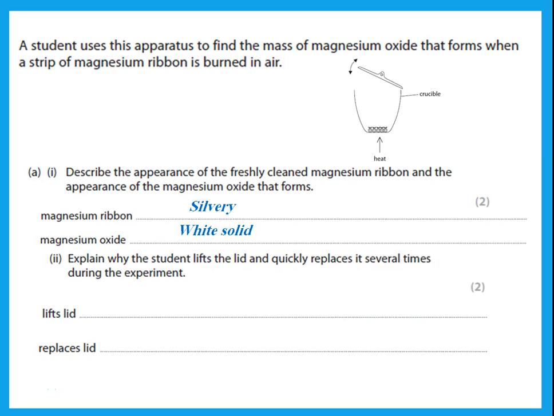Explain why the student lifts the lid and quickly replaces it several times during the experiment. So when we do this kind of experiment, first of all, I have to cover it. I cannot leave it open to the air. And then after some time, I need to remove the lid, open the lid, and then close it again, open the lid and close it again. So what am I doing? Why am I doing this? I lift the lid from time to time.